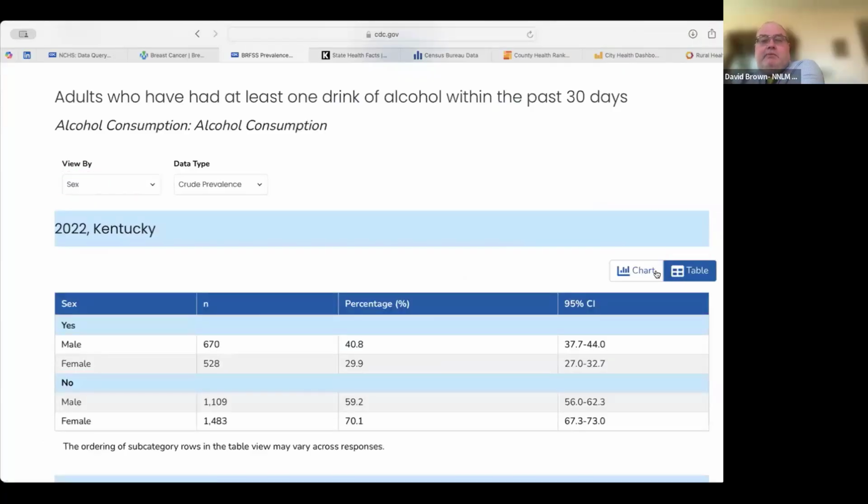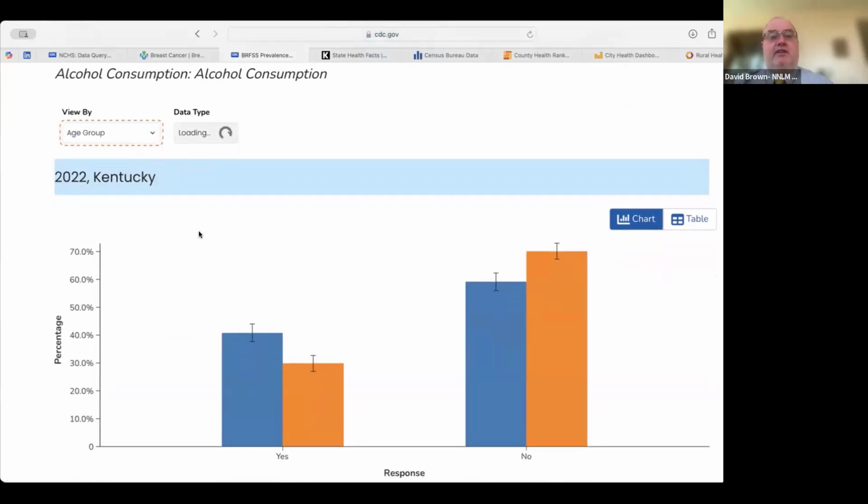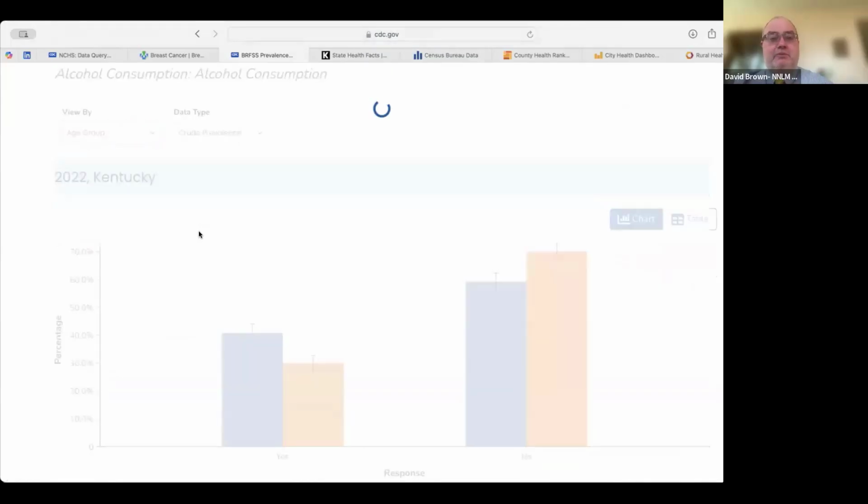And then there's the table view too, which I do like because it tells you how many people answered the question, what the percentage was, and what the confidence interval is. Again, we won't go into that, but that really just shows you how many of the people you are for sure within 95% are within that area as we looked at. So again, you can break it down by sex, you can break it down by age group, which may be interesting. Is it that older adults or younger adults are drinking more?